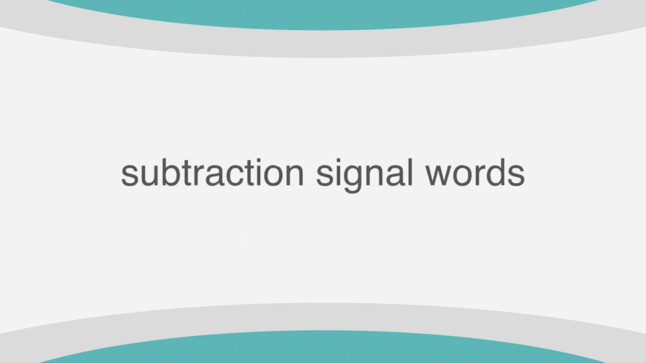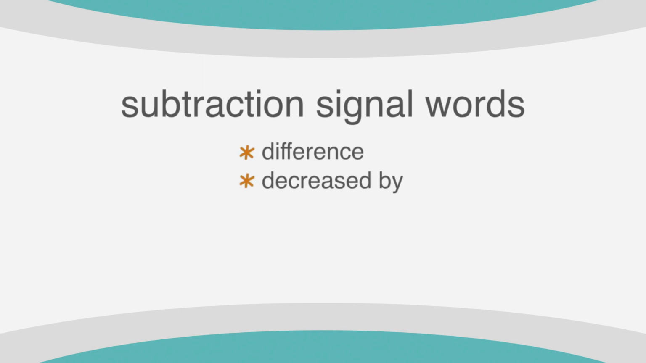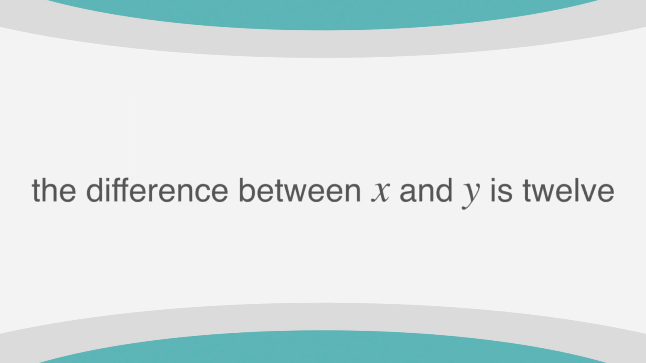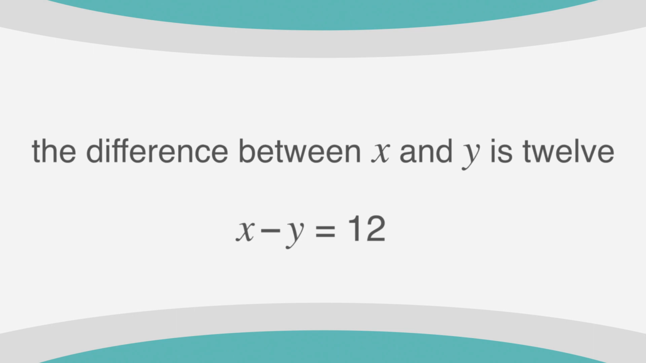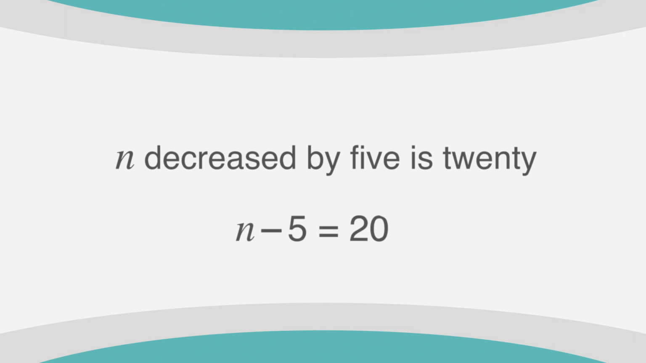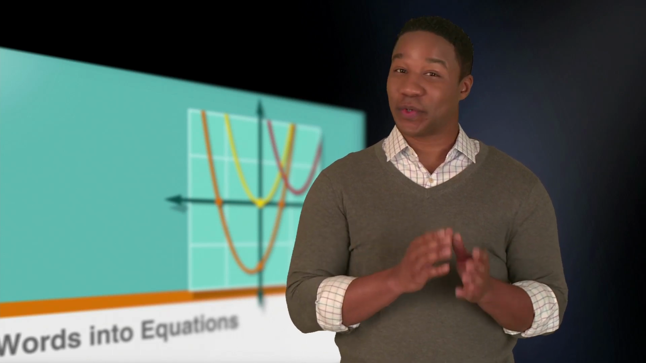Some words that signal subtraction are difference, decreased by, differ by, less than, and subtracted from. For example, the difference between x and y is 12 becomes x minus y equals 12. And the sentence n decreased by 5 is 20 becomes n minus 5 equals 20. You see how paying attention to signal words helps you turn a question into an equation?